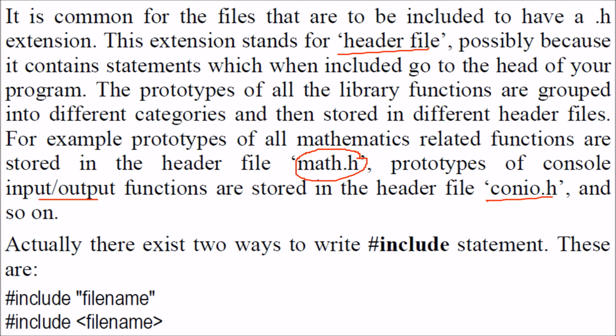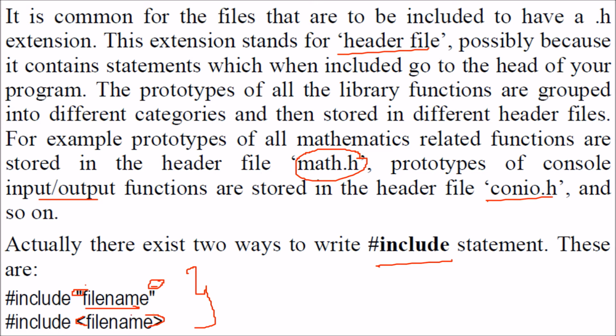There exist two ways to write the hash include statement. First is with double quotes. This is the file name with double quotes, and one is with angle brackets. So these are the two ways by which you can include these files inside your program.